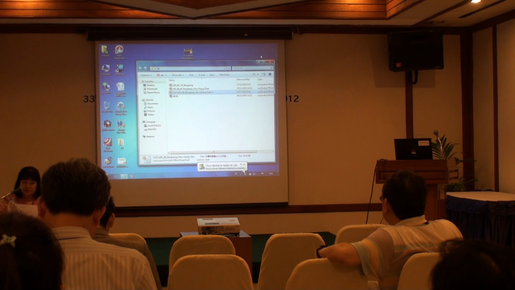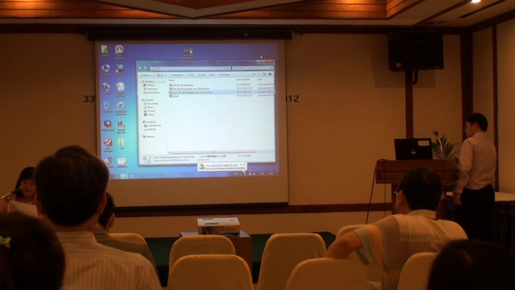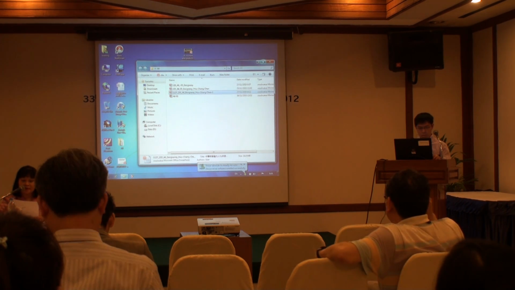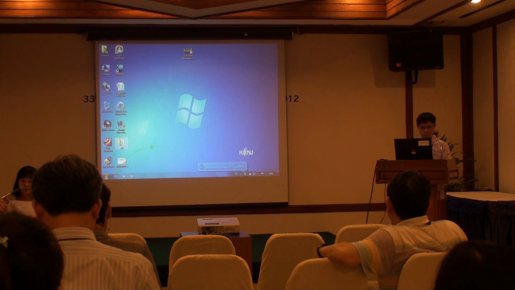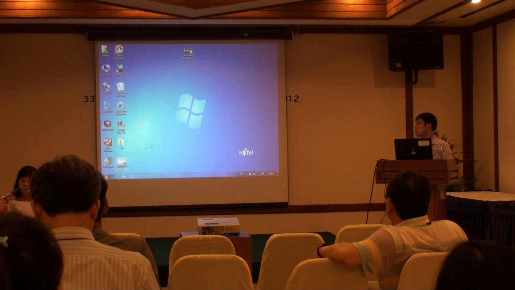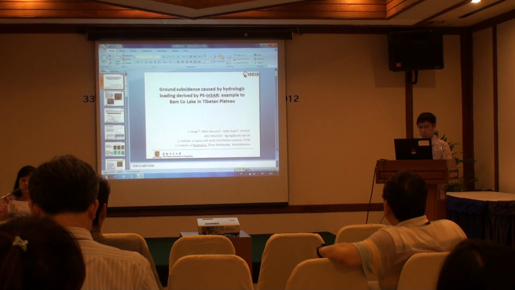from the Institute of Space and Earth Information Science, the Chinese University of Hong Kong, with the paper entitled Cloud Subsidence Caused by Hydrologic Loading Derived by InSAR, Accessible to Bangko Lake in the Tibetan Plateau.